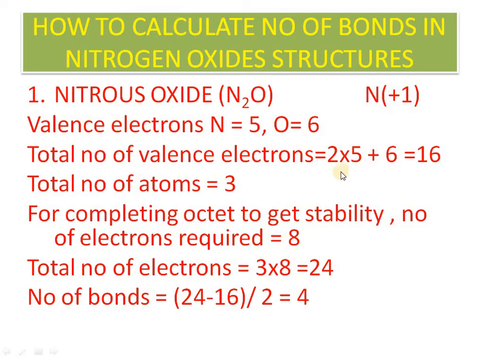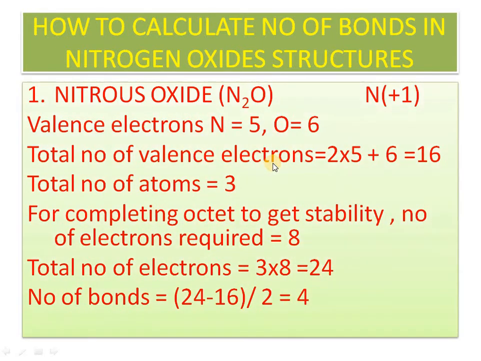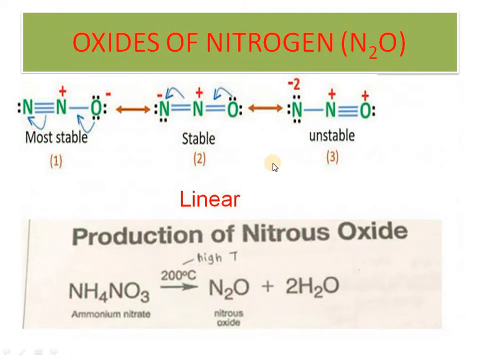So 24 minus the valence electrons comes out to 8. 8 divided by 2 is equal to 4. It means 4 bonds will be formed in the case of nitrous oxide. If you see the structure also, you will find that the structure has 4 bonds. And how are 4 bonds possible?